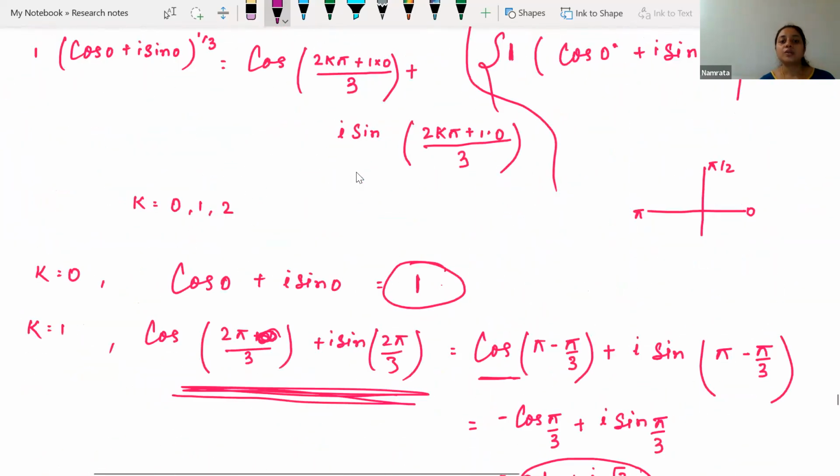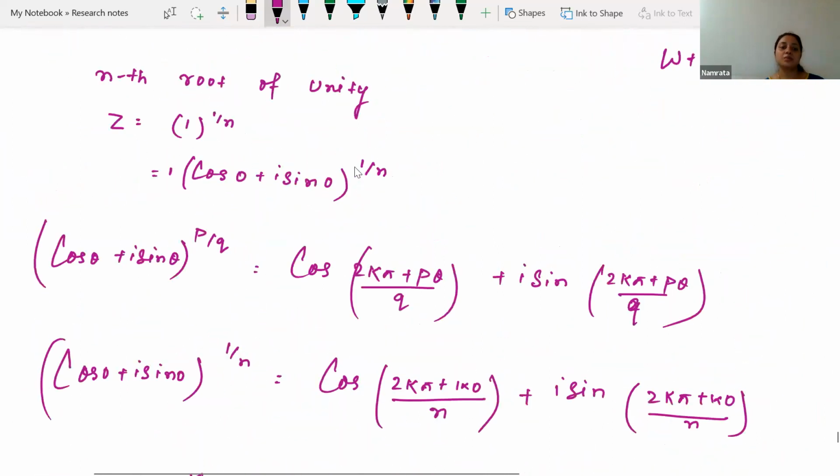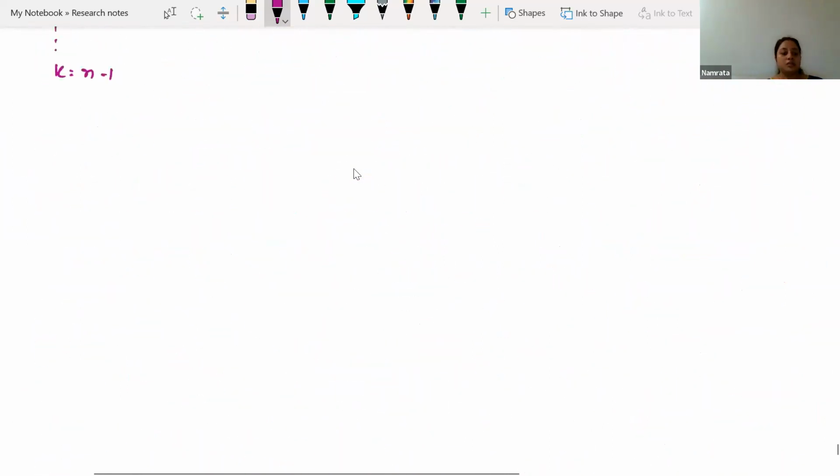Okay, now we are going to start the concept of linear inequality.